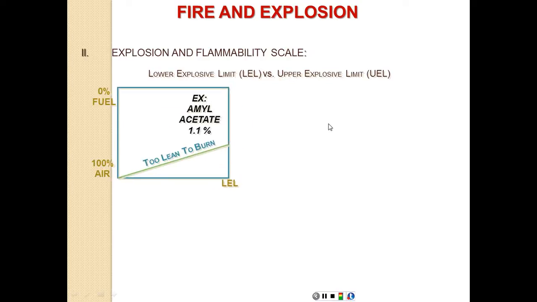Now looking at a mixture between a gas or a mist or a vapor and the air. So in this case it's going to be the fuel. If it's 0% fuel, 100% air, of course nothing's going to happen. If it's a lot of air and not too much fuel, and by air here we mean primarily oxygen, then it's going to be too lean to burn.